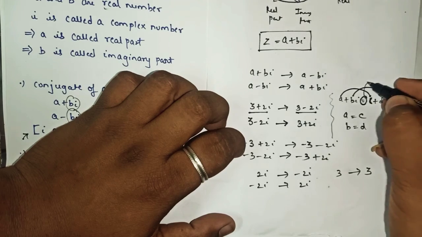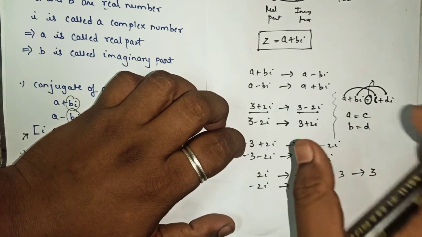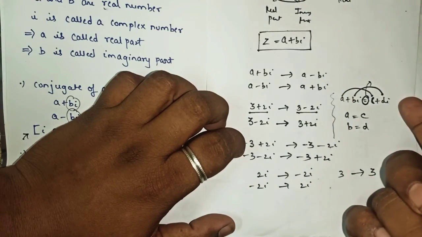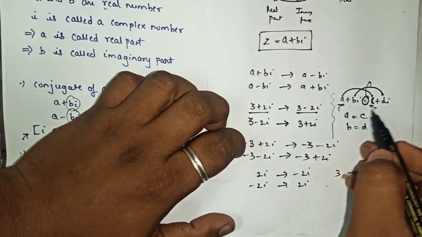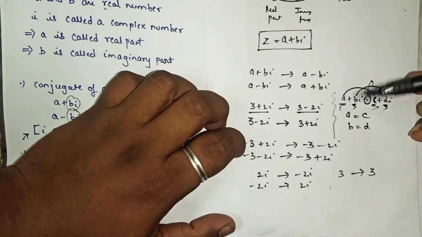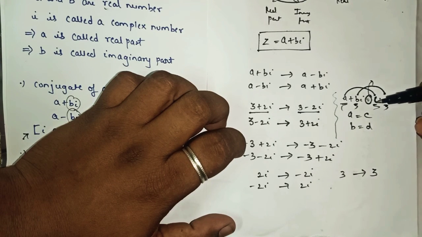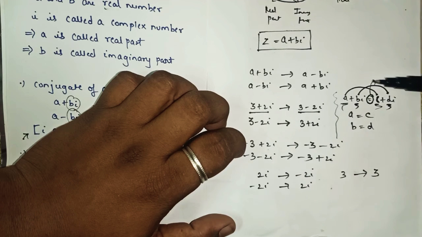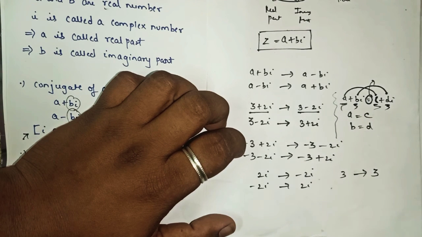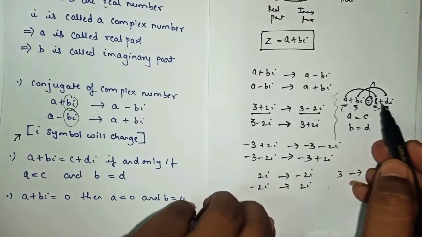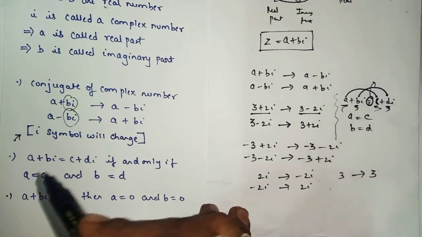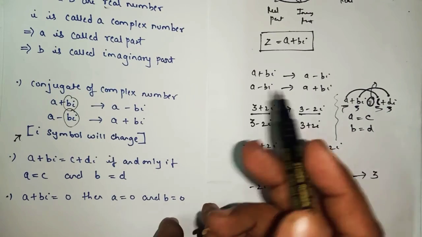This property is known as the equality property. Whenever we have the equality property, it means the left hand side equals the right hand side, so the values in corresponding positions will be equal to each other. What is there in place of a? c. What is there in place of b? d. So in simple language, the real parts will be equal and the imaginary parts will be equal. When the left hand side and right hand side are in the same format with an equal sign, we can say a equals c and b equals d.